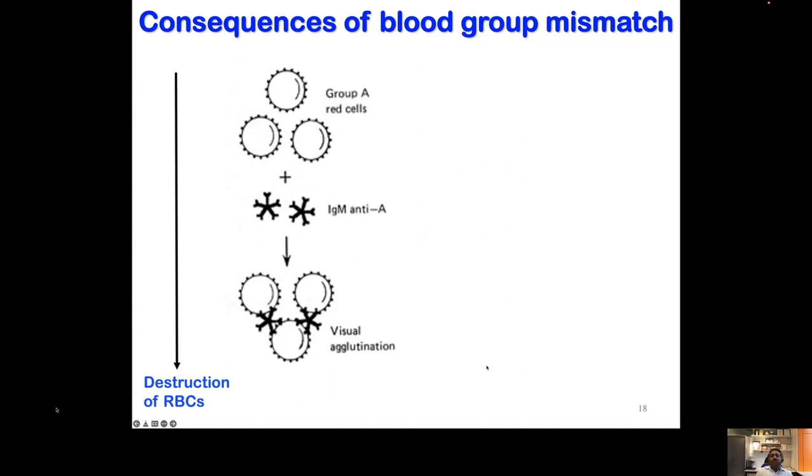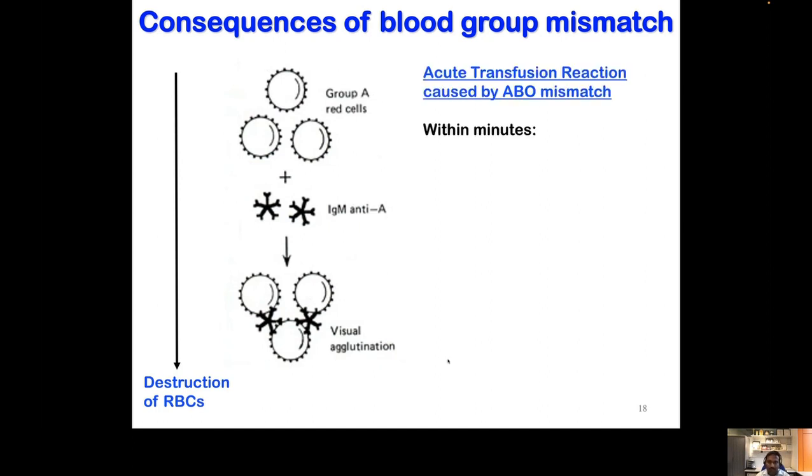What will be the consequences of blood group mismatch? We just talked about ABO and what type of anti-A, anti-B antibodies everyone will be carrying. And we talked about RH positive and RH negative and what will happen if you give RH positive to an RH negative person. So there will be a blood group mismatch or incompatibility if you give the wrong blood group. For example, here.